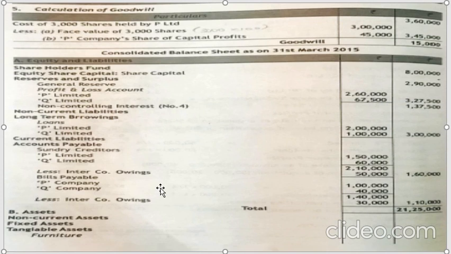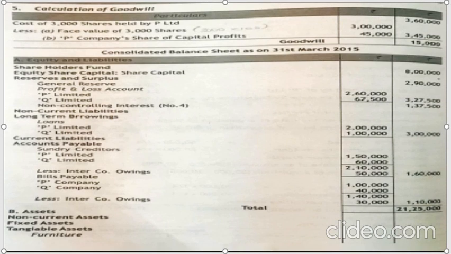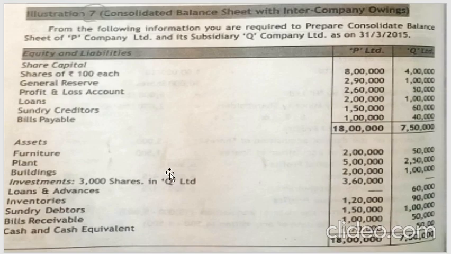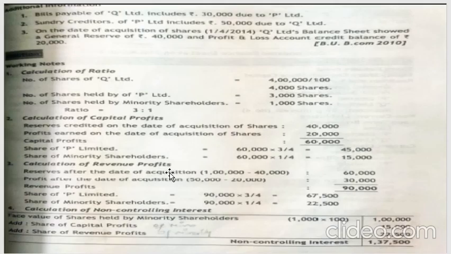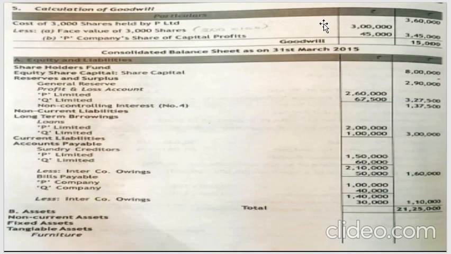The same way, bills payable. In bills payable, we have in the question 1,40,000, and the additional information states bills payable of Q Limited includes 30,000 due to P Limited. So we will minus the intercompany owings, which is 30,000. So 1 lakh plus 40,000 will give you 1,40,000, minus 30,000 will give you 1,10,000. So your total liabilities will be 21,25,000. This is the total of your liabilities, 21,25,000.